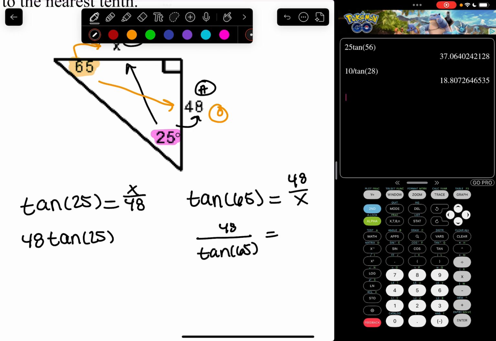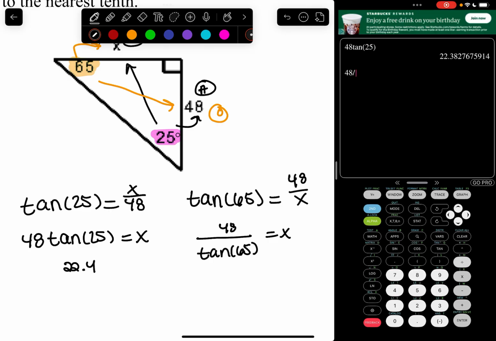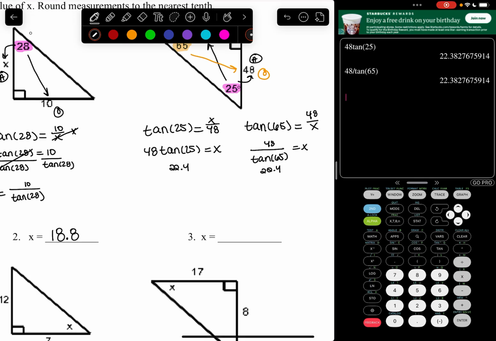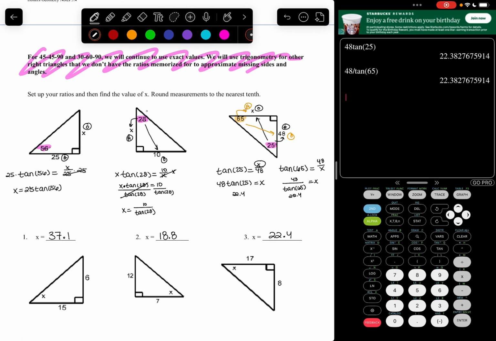Okay, these both equal x. So I'm going to show you. Ready? We've got 48 times the tangent of 25, and that's going to equal 22.4. And now I'm going to do 48 divided by the tangent of 65. And lo and behold, look at that, we still get 22.4. So it doesn't matter. If you have all of the angles, just pick the one that you like the best. I always like the one best where your x is on top, but it doesn't really matter, okay? This is not an angle. I don't know why I put a degree symbol there. 22.4, no matter which way you chose to do it.